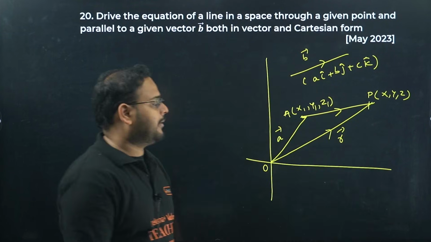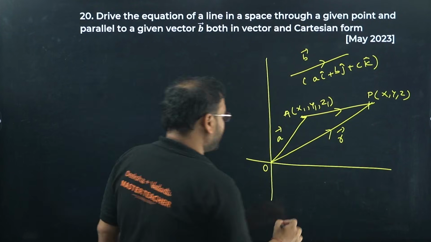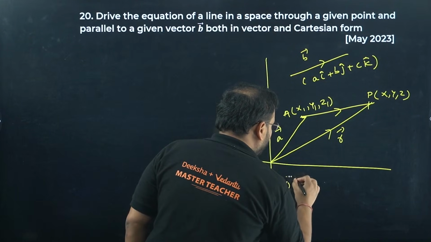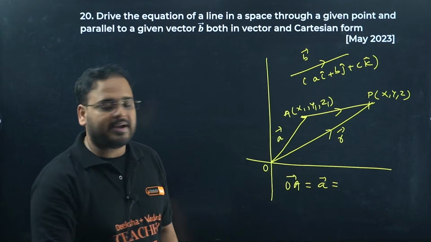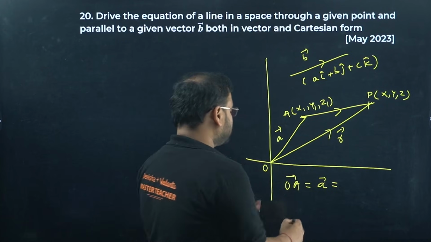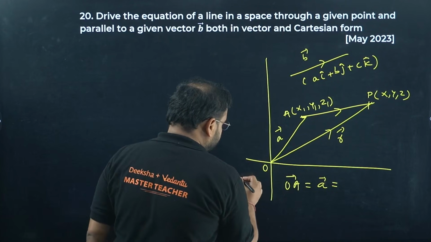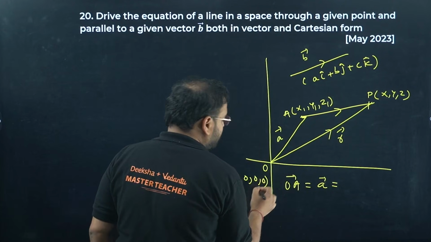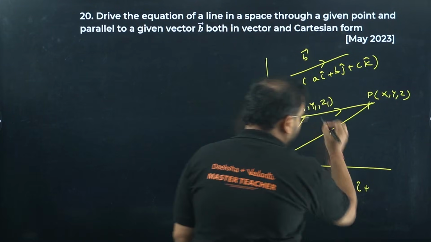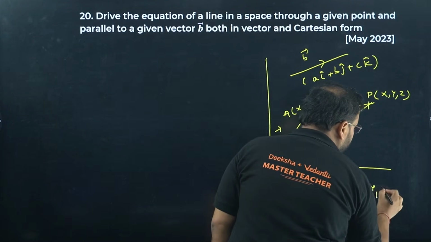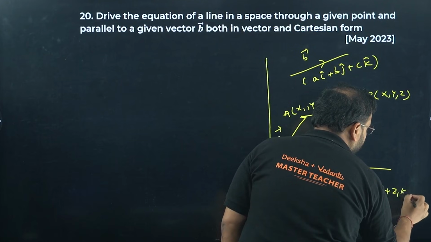Am I correct? Yeah. So can you write the vector OA quickly? OA will be the same as the position vector A. OA is the position vector of the point A, right? So x1 minus 0, the coordinate of the origin being 0, 0, 0, is x1 i cap, y1 minus 0 similarly is y1 j cap, and z1 k cap.